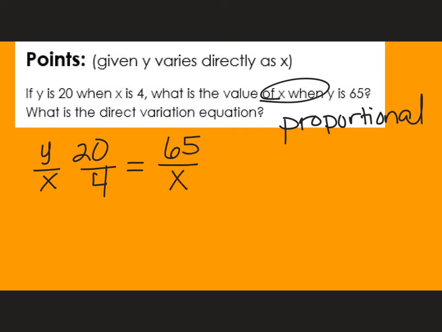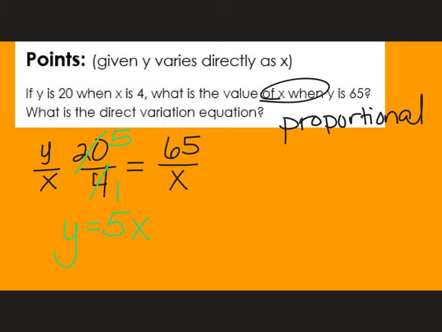So there are a bunch of different ways we can go about doing this. We can use cross products, or we can simplify. So in this case, I'm going to simplify this first ratio. So 20 is divisible by 4, so this will become 5, and this is divisible by 4, which will become 1. So then our rate at which things are changing is now 5 over 1. So we can write an equation, y equals 5x.